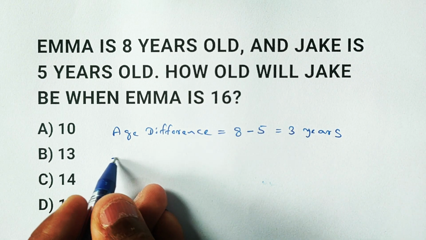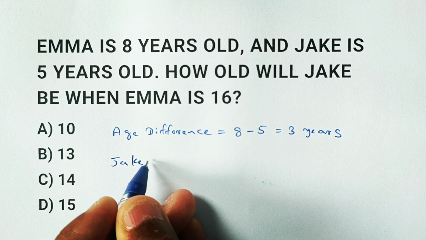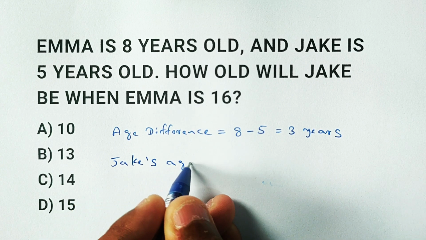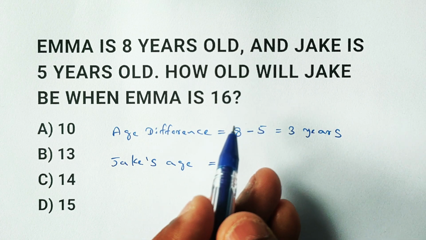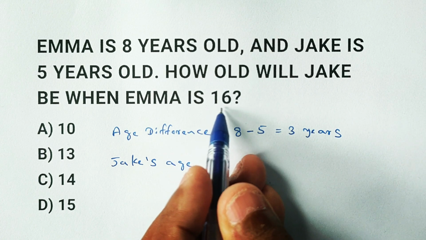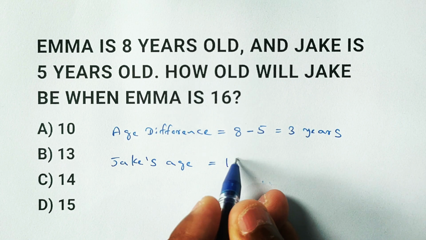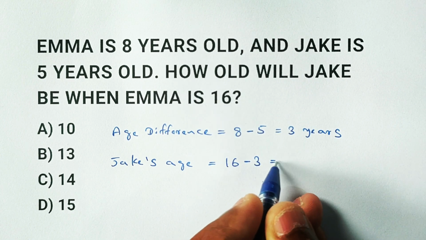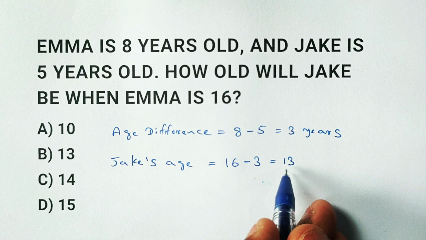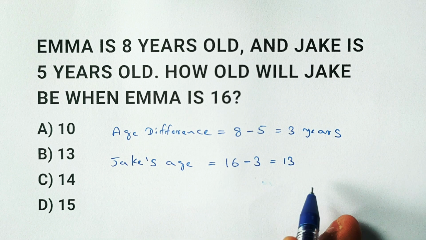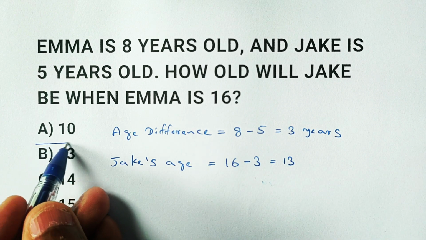Now the problem asks us to find Jake's age when Emma is 16. Since Jake is always 3 years younger than Emma, we can simply subtract that age difference from 16. So 16 minus 3 equals 13. That means when Emma is 16 years old, Jake will be 13 years old. The correct answer is B 13.